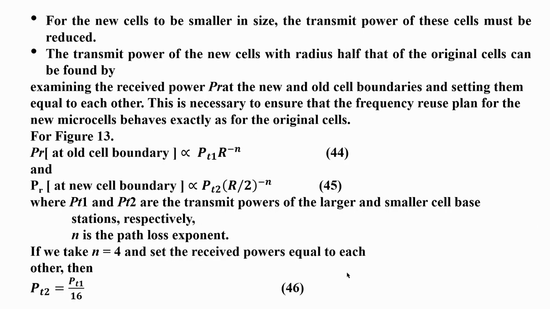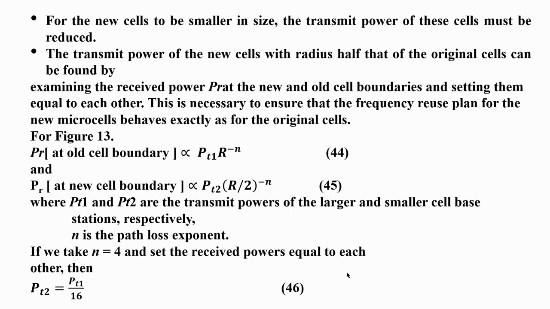The important thing is that whenever we split the cell into smaller cells, the transmitting power from the base station will be reduced. That is one great advantage of splitting a cell into smaller cells. For example, consider a cell and a smaller cell. The old cell is normally called the cell, and the new cell is the one we divide into smaller cells, normally a micro cell. The power required when it is not divided is denoted PT1, proportional to R to the power minus n, where n is the path loss exponent, as represented in equation 44.